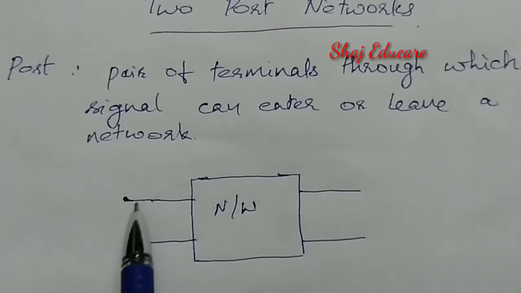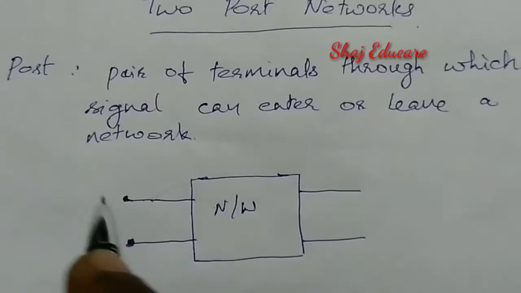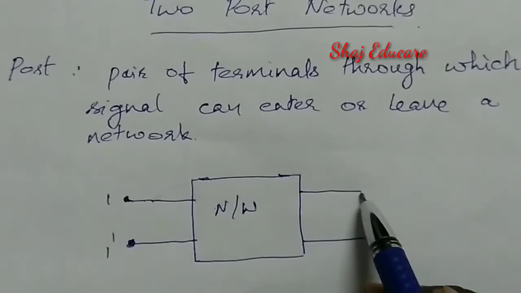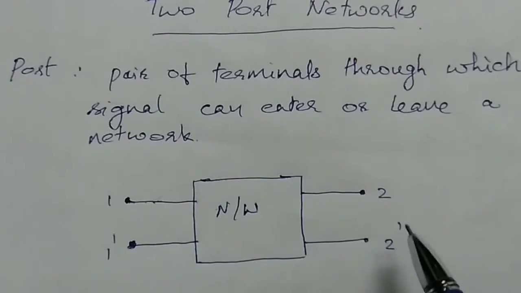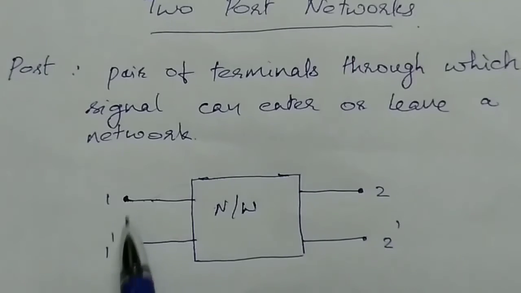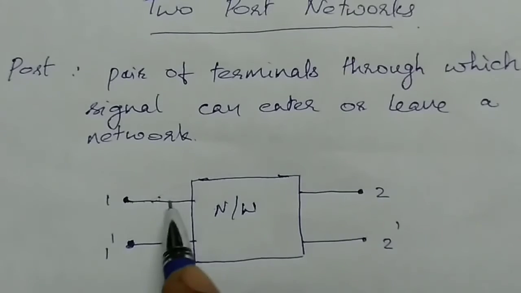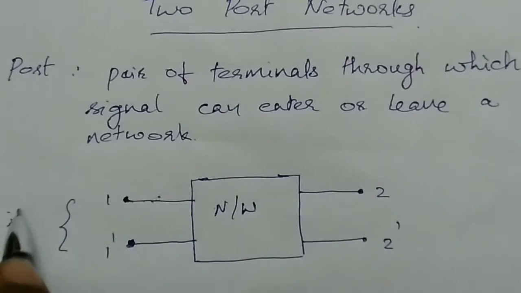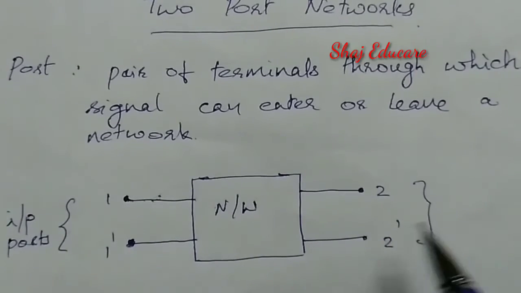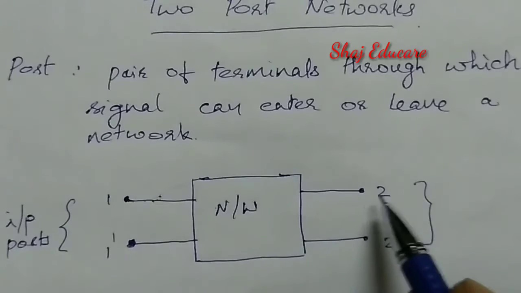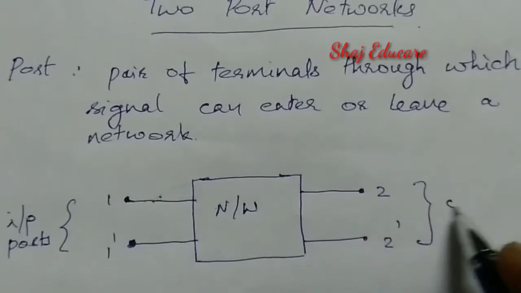Here we have a pair of terminals in the input section. Let us denote it as 1, 1 dash. And here we have a pair of terminals in the output section also, so let us mark it as 2, 2 dash. This pair of terminals through which the signal enters into a network is known as the input port. In the same way, the pair of terminals through which the signal is going outward is known as the output port.